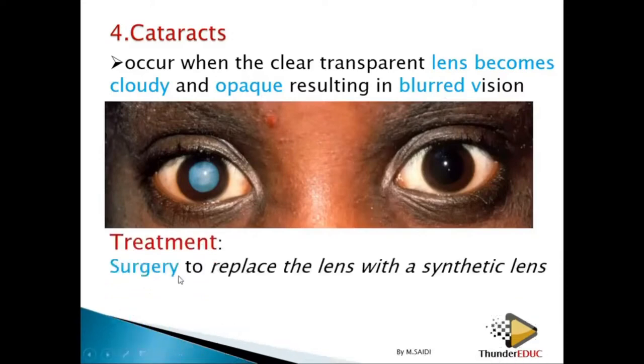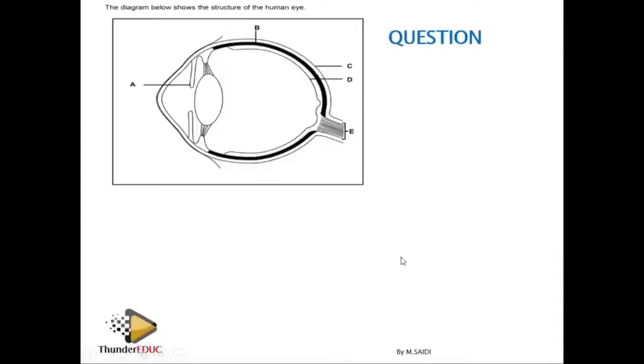How do you treat it? Treat it by doing surgery to replace the lens with a synthetic lens. It means that we remove the lens which was there, and then we put the one which is synthetic, which means the one which is manufactured, a man-made lens.